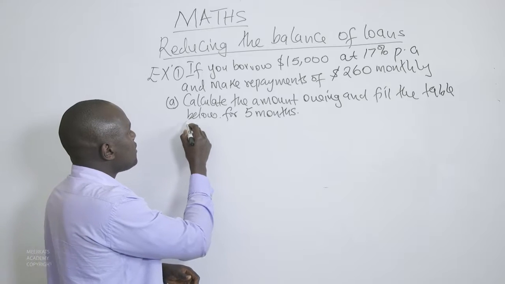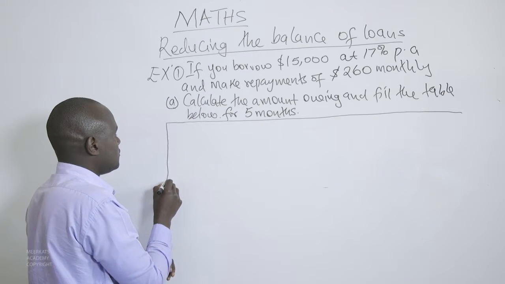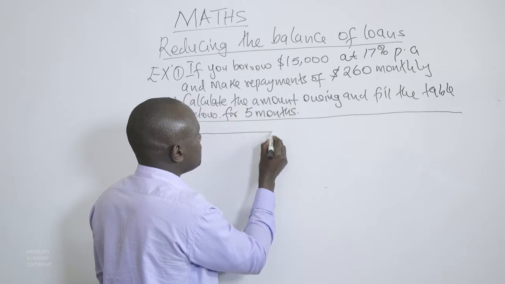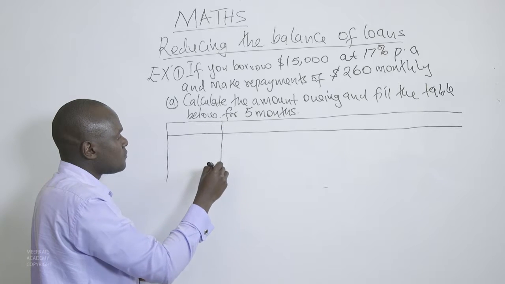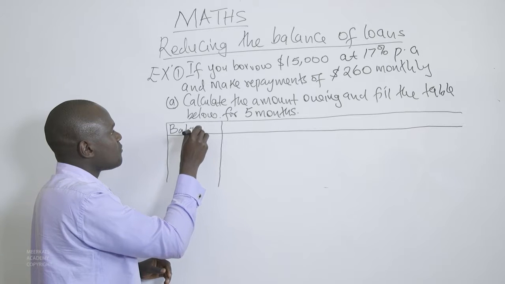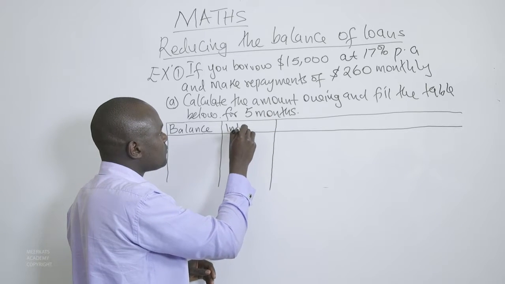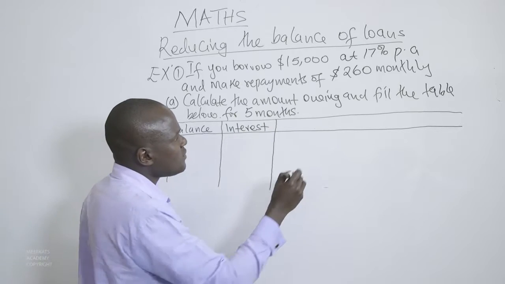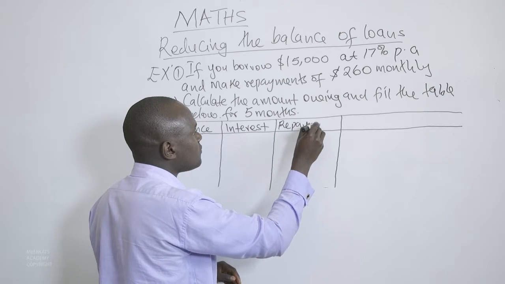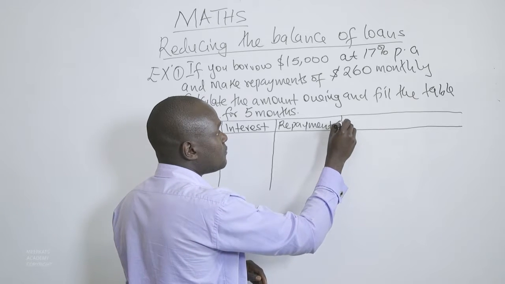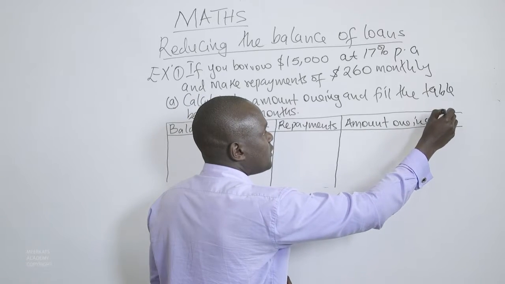And the table we are talking about is this one. In the first column, we have the balance. We have the bank balance. We have the interest. We also have the repayments. And lastly, we have the amount owing. This is the amount that is owed to a financial institution.